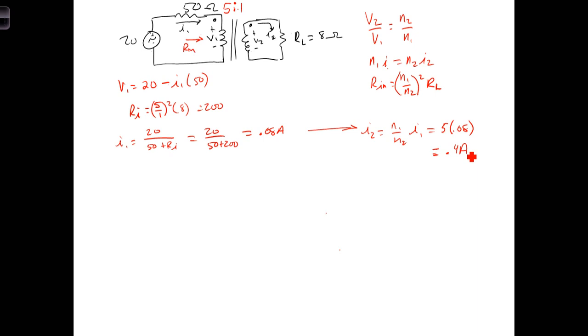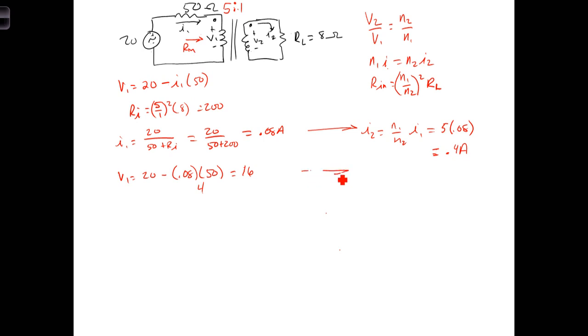Alrighty, now let's go ahead and calculate what V1 is, because now that we know I1 is 0.08 amps, we can calculate V1. V1 is equal to 20 minus I1, which is 0.08, times 50. 0.08 times 50 is 4 volts, and 20 minus 4 is 16 volts. Alright, we now know I1 and V1.